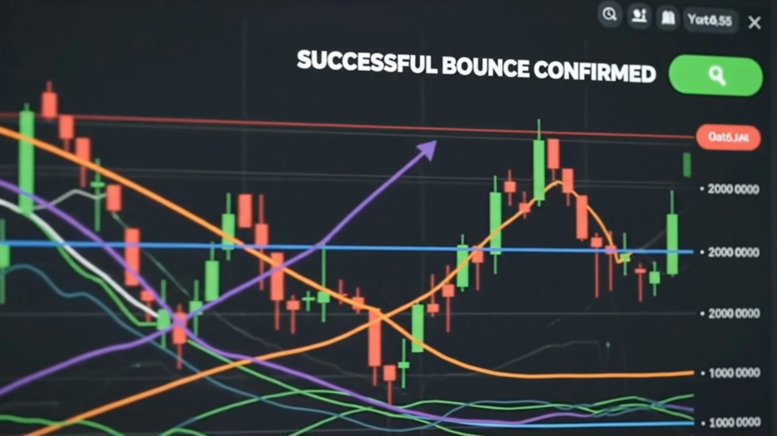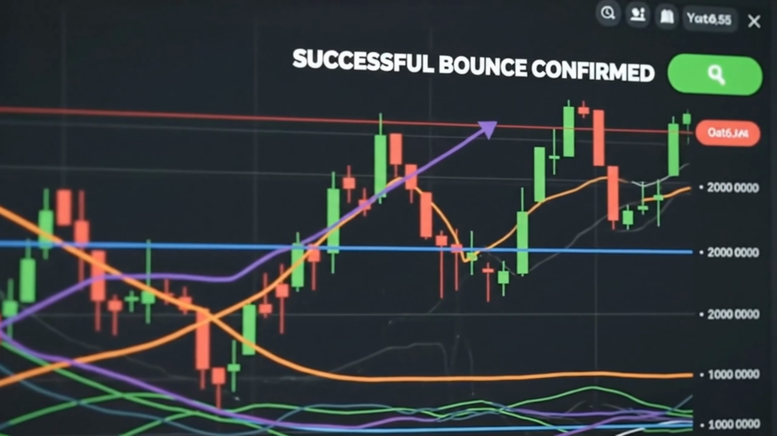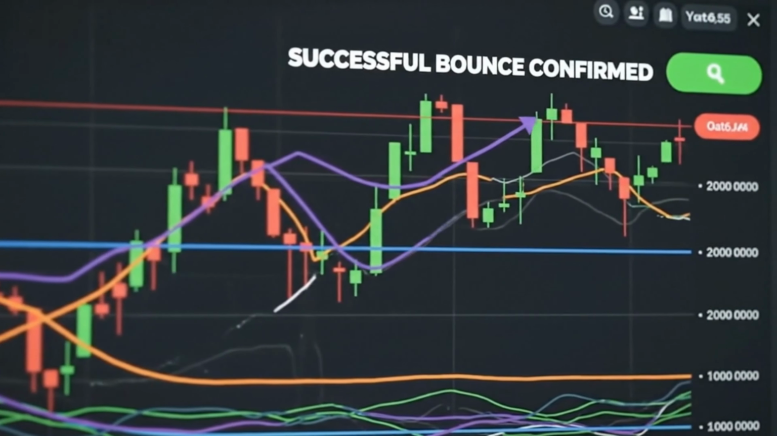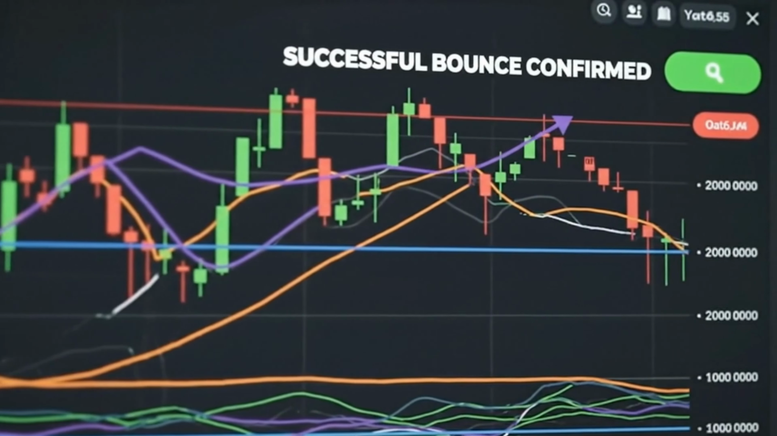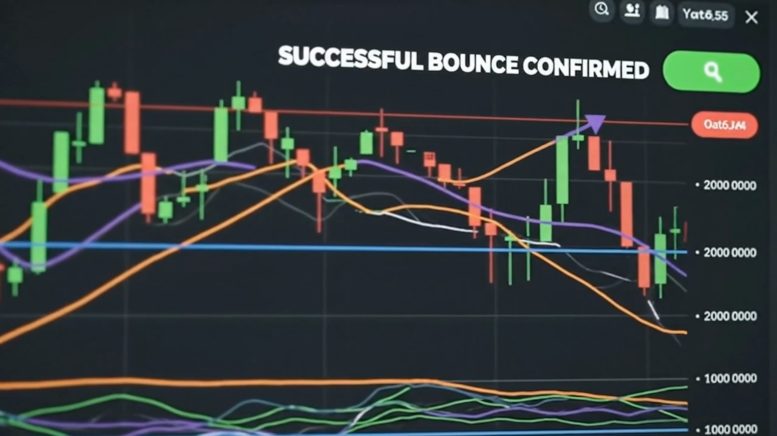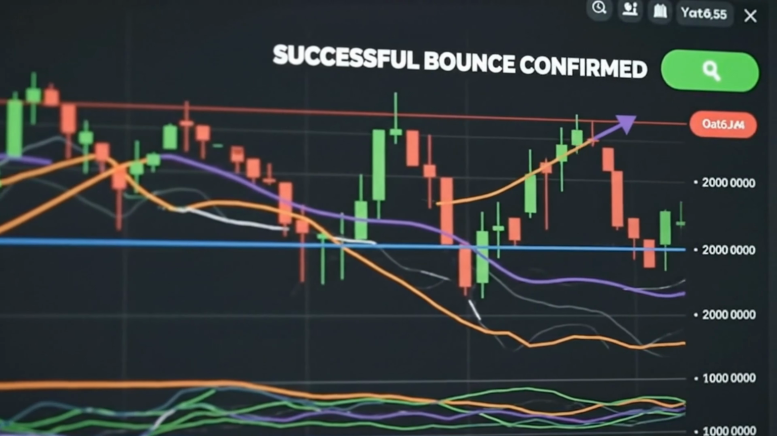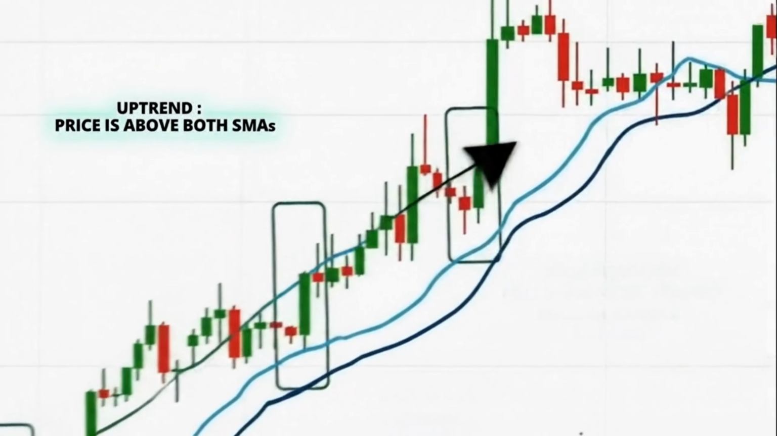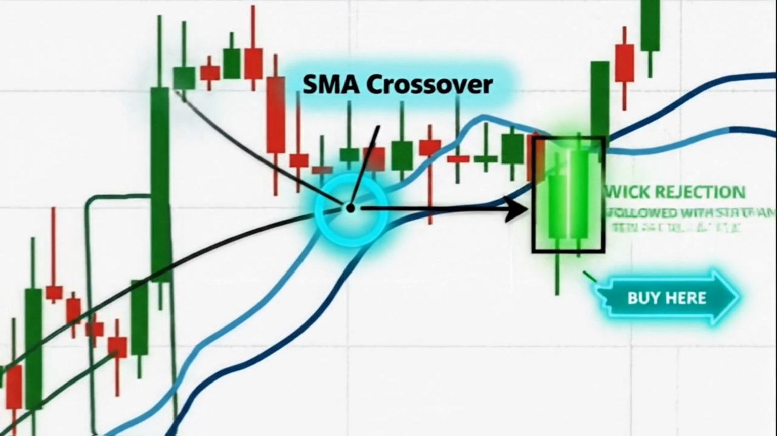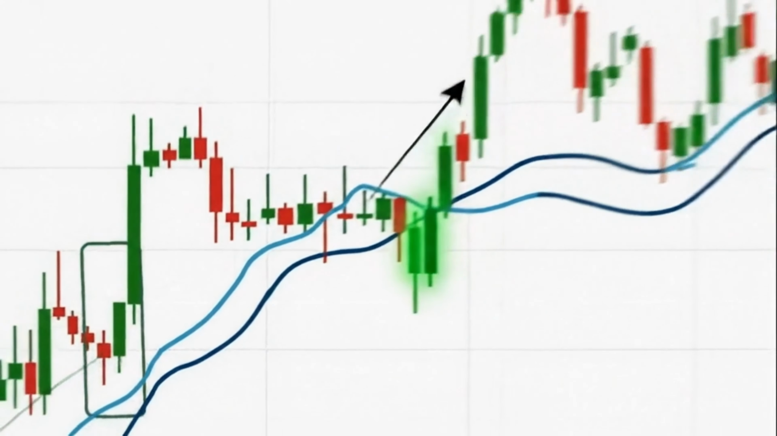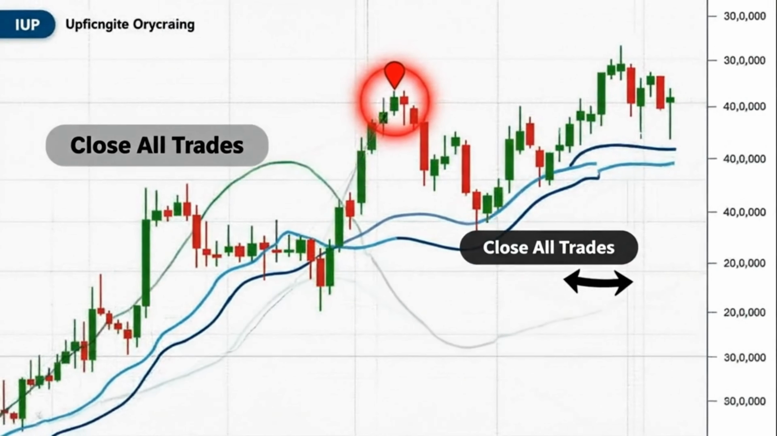The strategy begins when the faster 15 SMA crosses above the slower 20 SMA, signaling the start of a potential uptrend. After the crossover, the price stays above both moving averages. The uptrend is active, confirmed by the SMA crossover. This strong bullish pattern tells us to buy here.